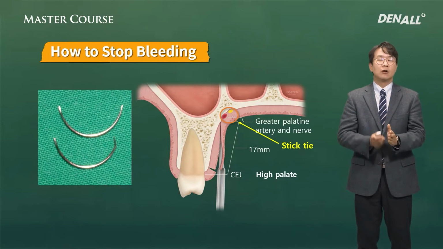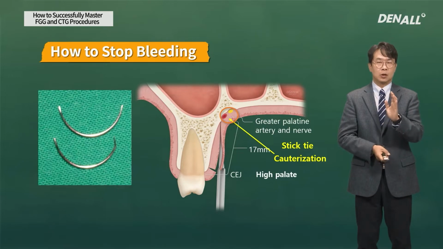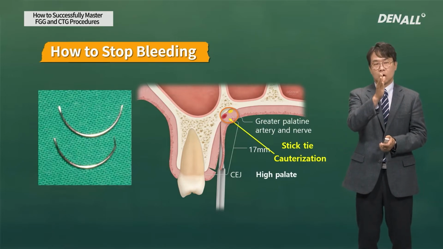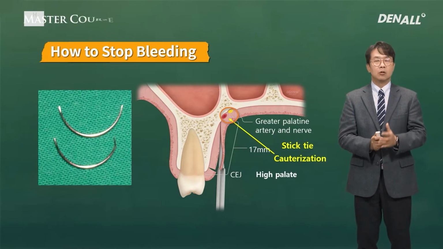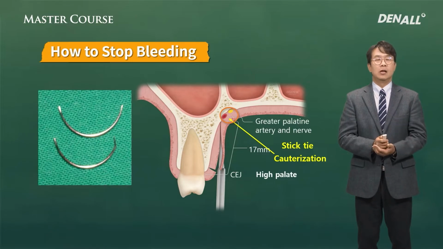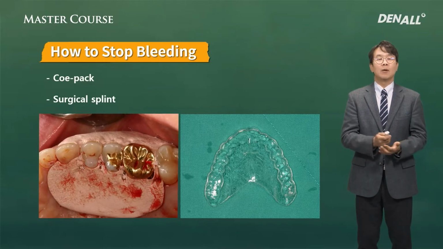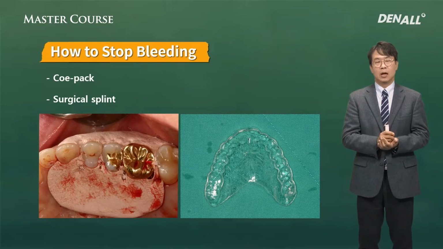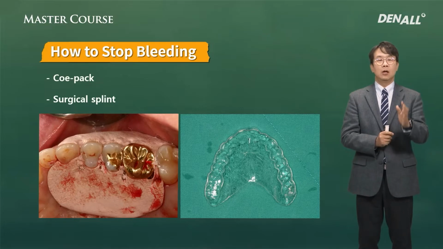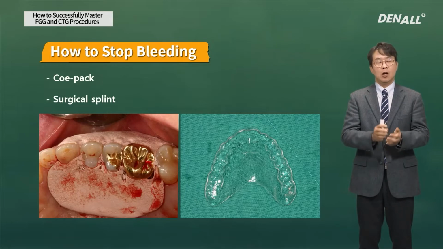So what we recommend is to cauterize the area using an instrument like a Bovie. Electric cauterization is recommended for simple hemostasis. If you don't have a Bovie, what do we need to do? There are many different ways. A surgical template can be used to press it down to stop bleeding. Or surgical pack or Coe-Pak can be used to press it down.